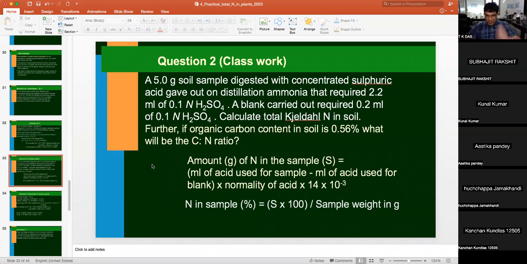Sir, nitrogen content is 0.056% and C:N ratio 10:1, sorry, 10:1. Correct. Your answer is correct. Excellent. You are Subhajit? Yes, sir. Fantastic. Very good.